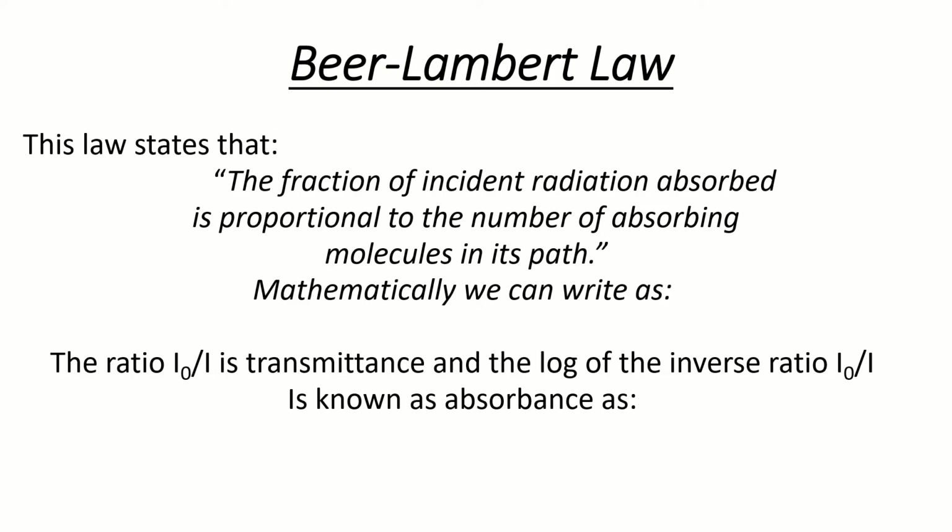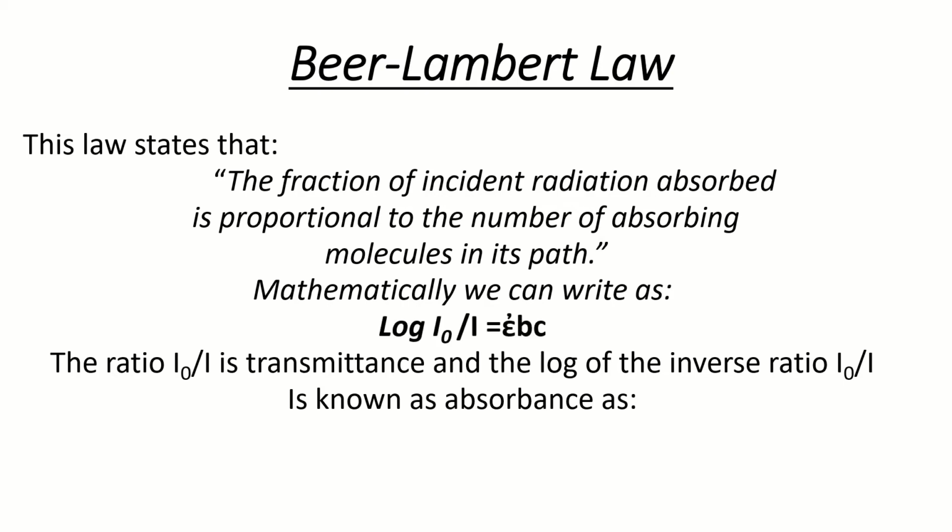The greater the number of molecules that absorb light, the greater the extent of absorption and the higher the peak intensity in the absorption spectrum. If there are only a few molecules that absorb radiation, the total absorption of energy is less and consequently a low intensity peak is observed. This is on the basis of Beer-Lambert law, which states that the fraction of incident radiation absorbed is proportional to the number of absorbing molecules in its path.